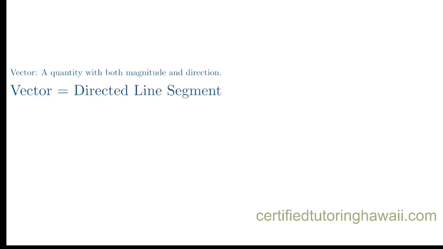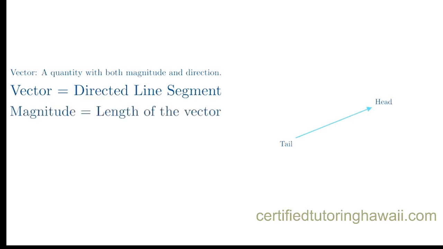Geometrically, we can represent a vector as a directed line segment. This means it's a line segment with an arrow at one end. The arrow points in the direction of the vector. The point where the vector begins is called the tail, and the point where it ends, where the arrow is, is called the head. Now for magnitude. The magnitude of a vector is simply its length. It's the distance from the tail to the head. This length represents the size or strength of the vector.